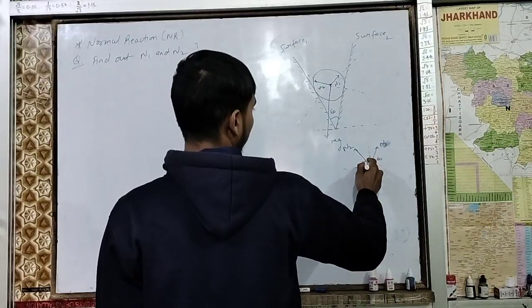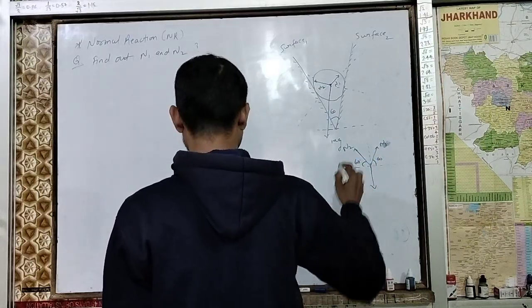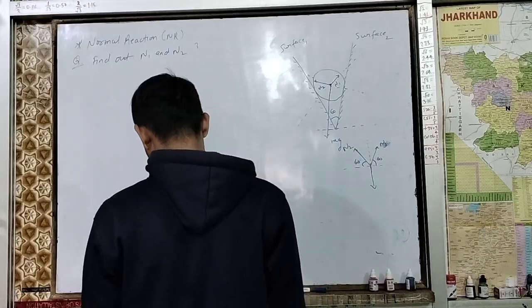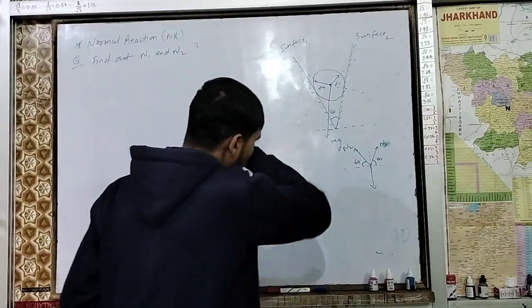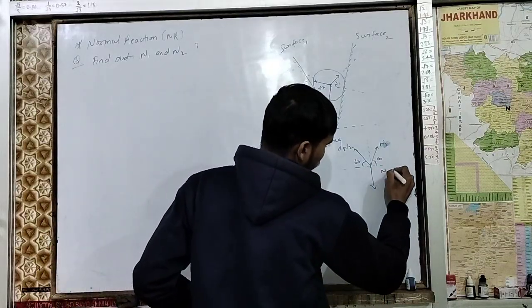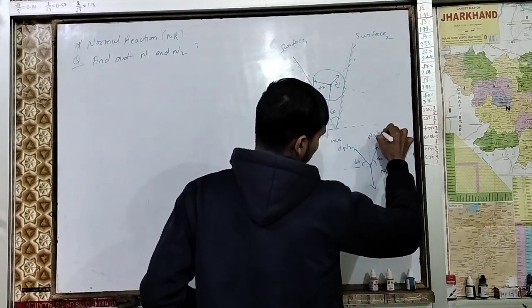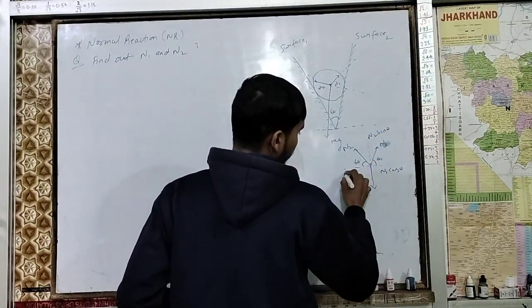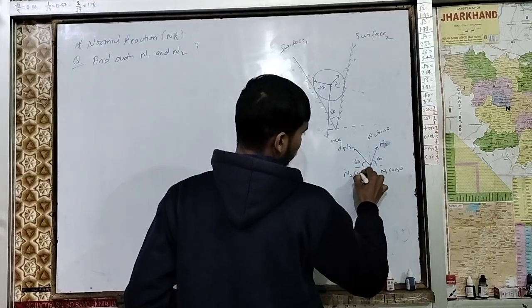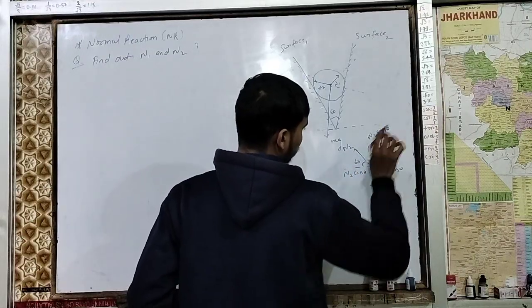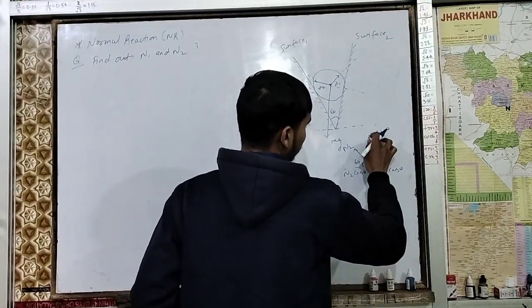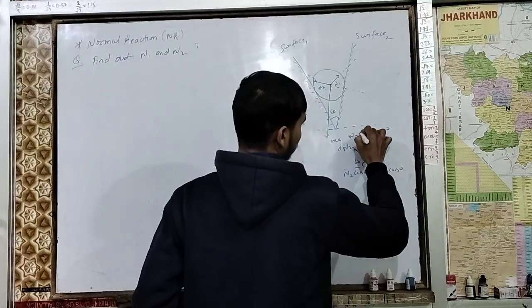If it is 60, can we say this will also be 60? Yeah. N1 cos theta, N2 sin theta, same with this, N2 cos theta and N2 sin theta.